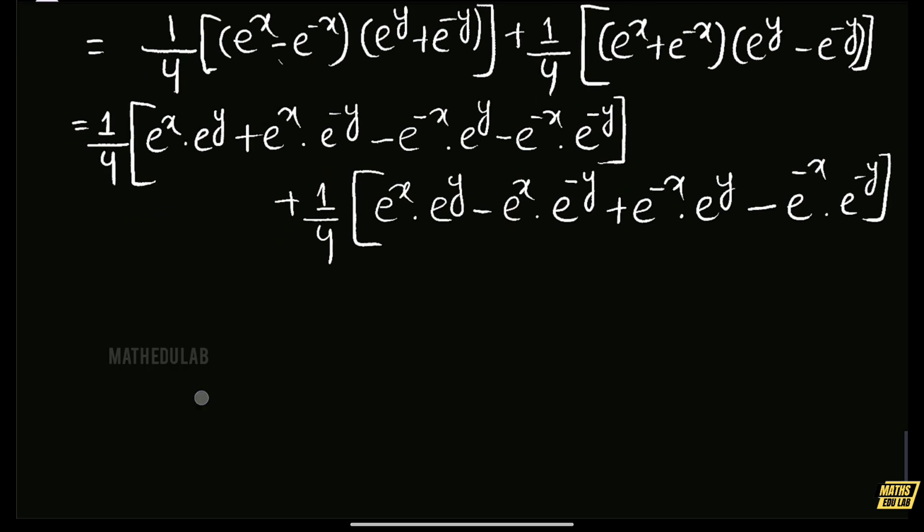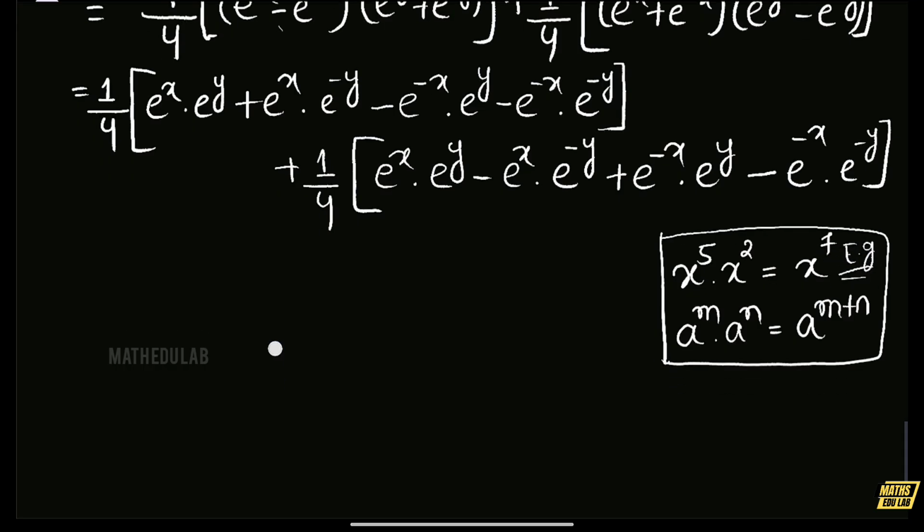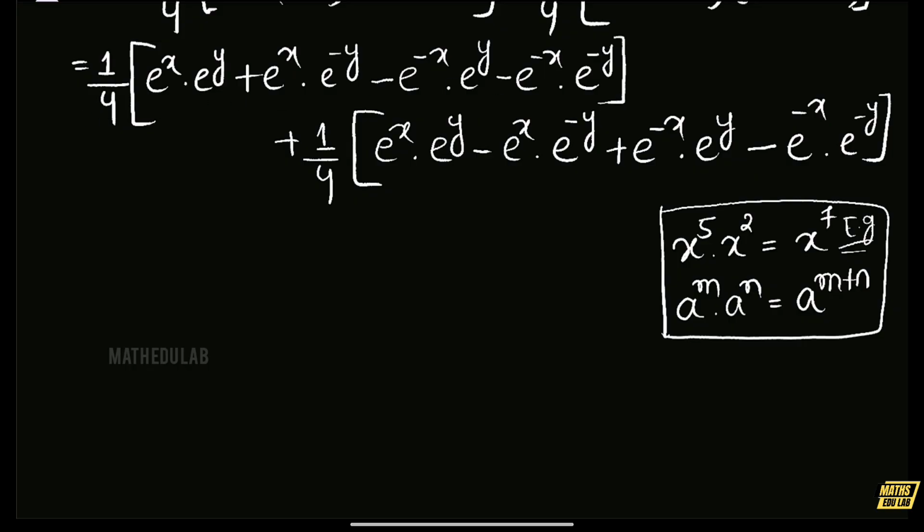As we know, when the bases are the same, let's give an example. Let us consider x to the power of 5 and x to the power of 2. When we multiply these terms, we write it as x to the power of 7. As we know the formula, a to the power m into a to the power of n is equal to a to the power m plus n. Okay, this is our example. Similarly, we follow this rule.